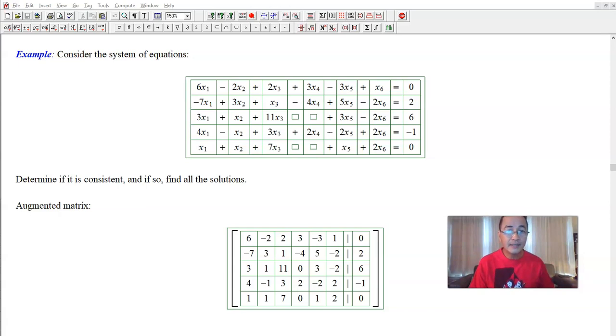We have 6 variables, x1 through x6, and we have 1, 2, 3, 4, 5 equations. Okay, so this is a 5 by 6 system of equations. And what are we going to do? Obviously, we're going to try to solve the system. So we're going to see if it's consistent, and if so, find all the solutions. And of course, what we want to do is express the solution space in the form xp plus the null space, as we saw in the column space test.